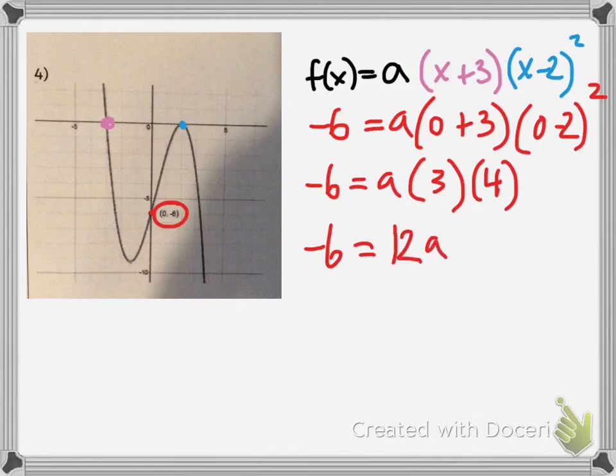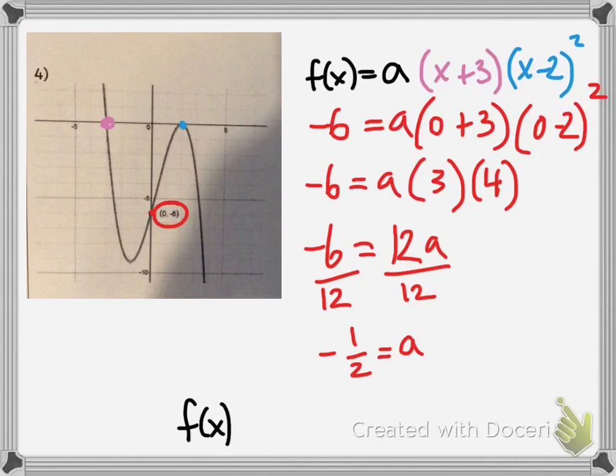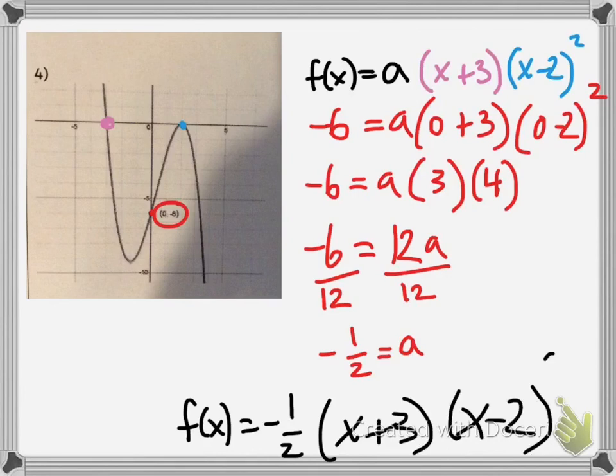So we have 12a. Okay, divide by 12. A equals -6 over 12, which is -1/2. Okay, and my final answer, we've got f of x equals -1/2 (x plus 3)(x minus 2) squared.